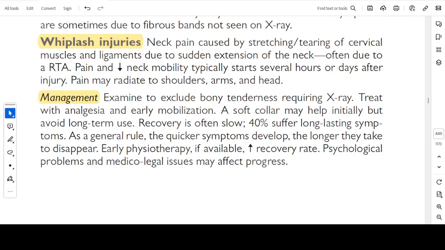Recovery is often slow. 40% suffer long-lasting symptoms. As a general rule, the quicker symptoms develop, the longer they take to disappear. Early physiotherapy, if available, increases the recovery rate. Psychological problems and medico-legal issues may affect the progress.